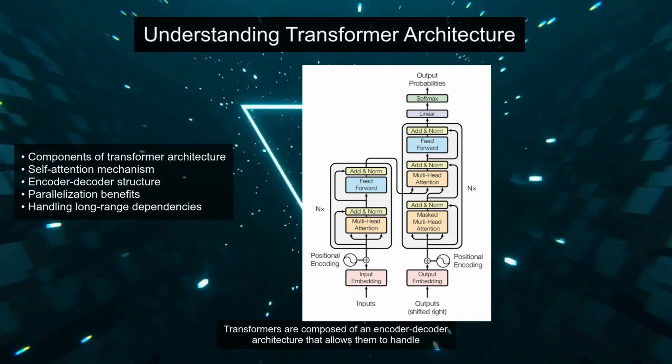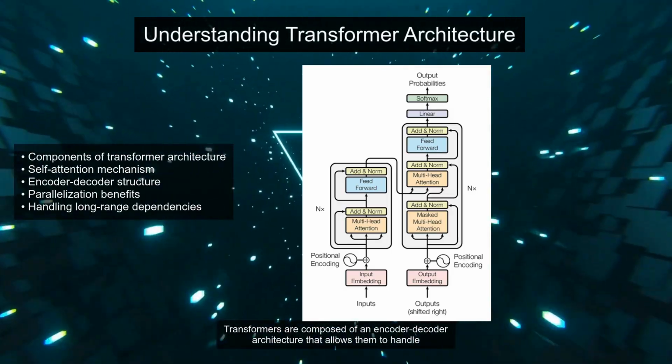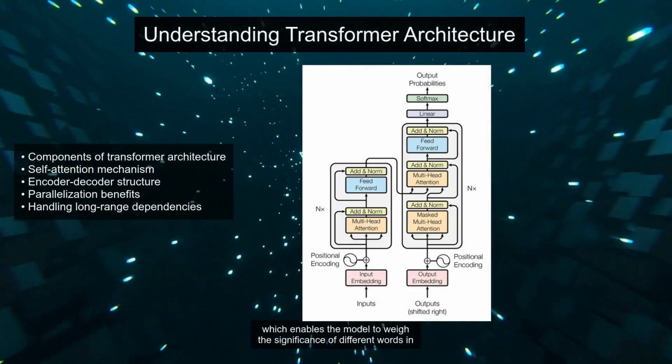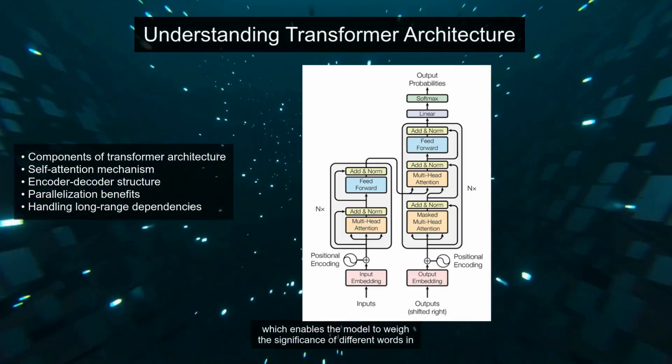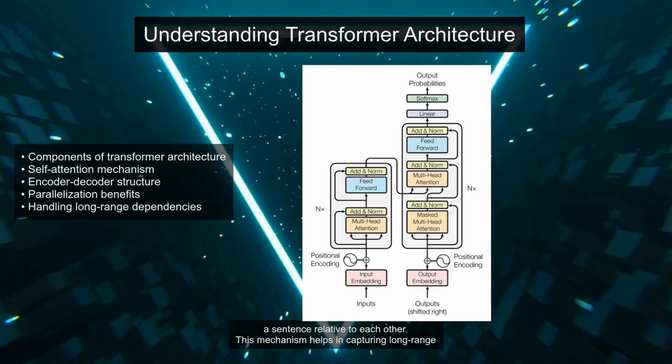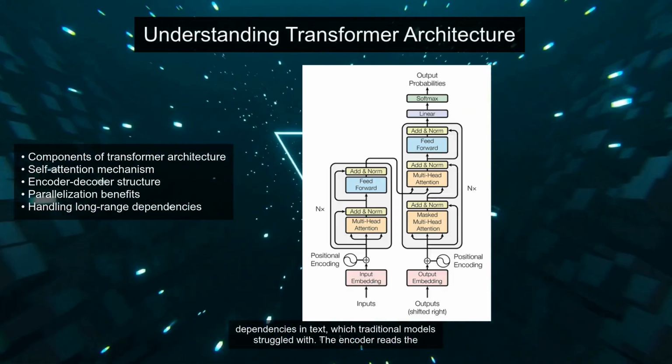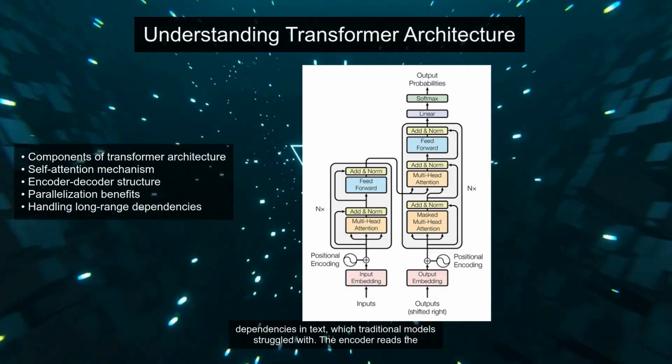Transformers are composed of an encoder-decoder architecture that allows them to handle input sequences efficiently. The key innovation in transformers is the self-attention mechanism, which enables the model to weigh the significance of different words in a sentence relative to each other. This mechanism helps in capturing long-range dependencies in text, which traditional models struggled with.